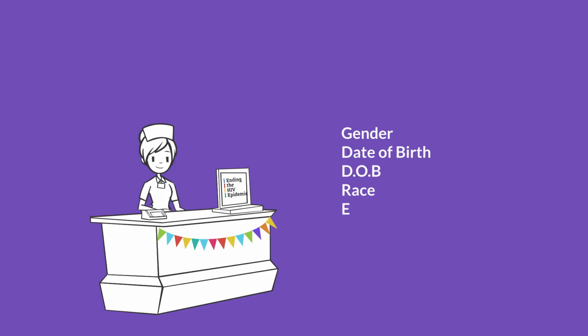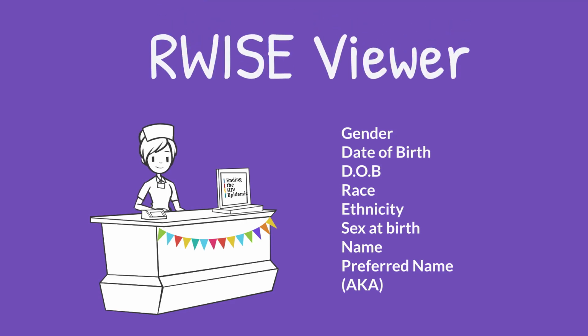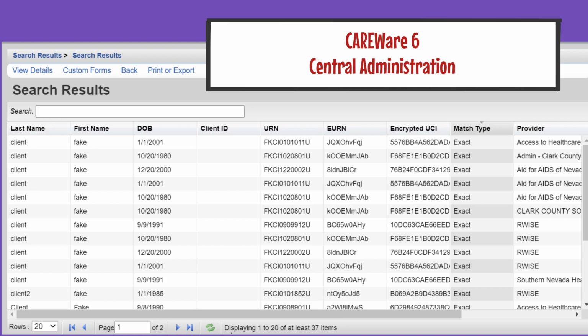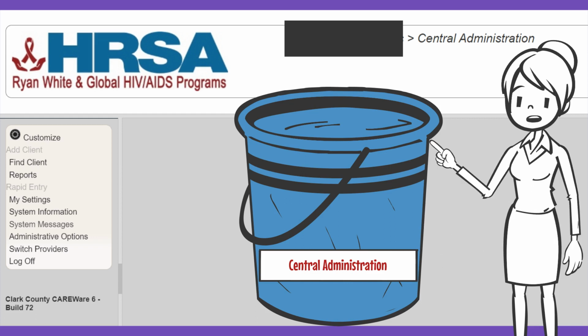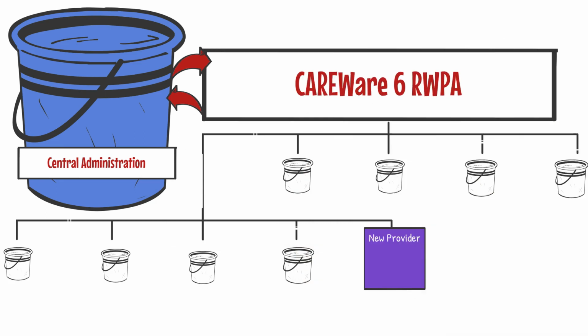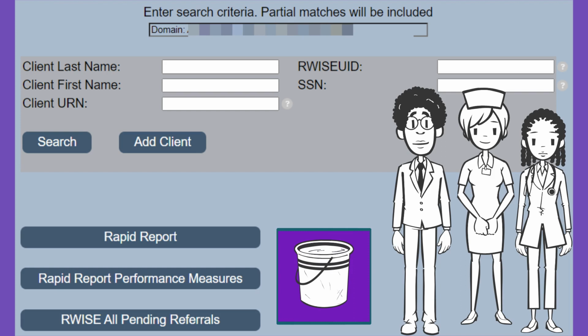Anytime a provider adds a client or submits client-level data and demographics into RWISE Viewer, that information is immediately added to CAREWare's central administration. Imagine for a minute that all client information is stored in a big bucket. The smaller buckets represent the other agency's domains. Dr. Checks It All is a new Ryan White Part A and EHE provider. For reporting purposes, he and his team will need to enter client information to his clinic's domain.